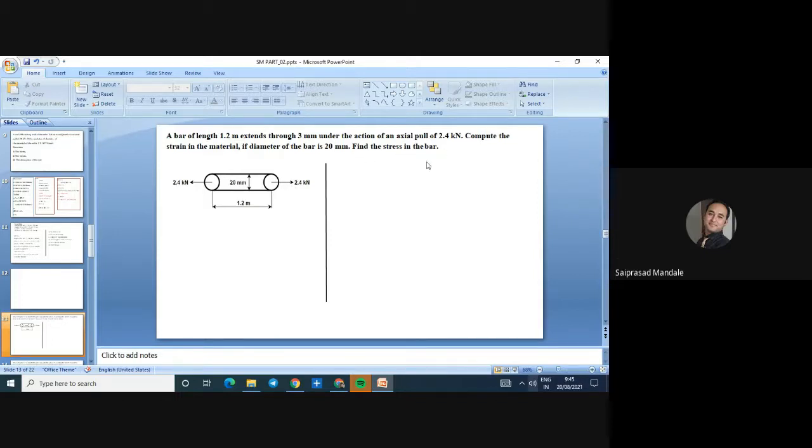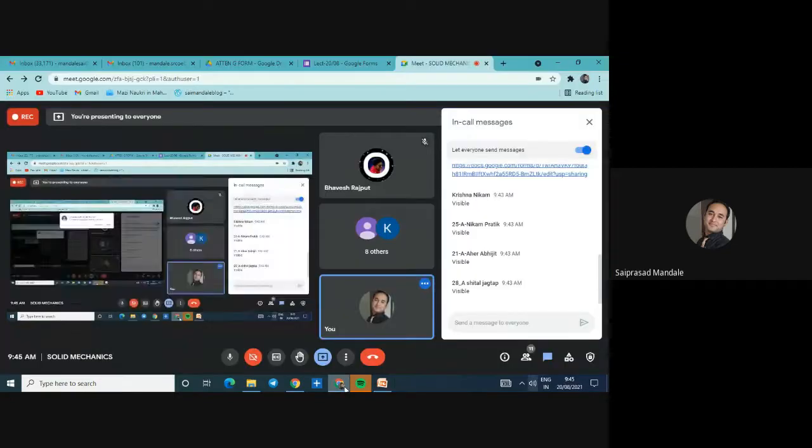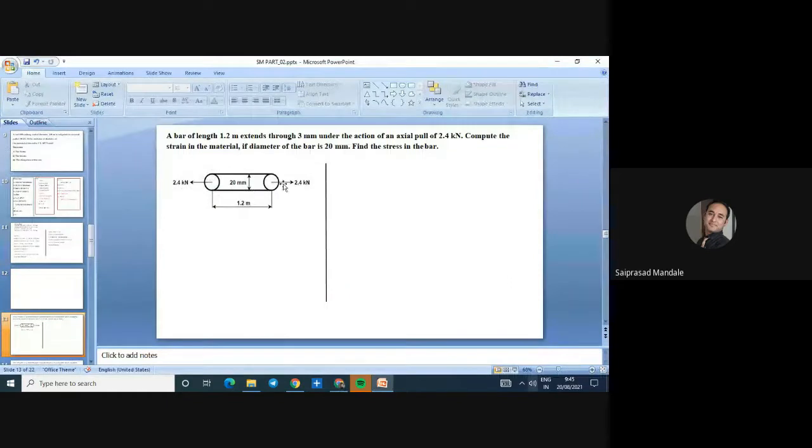So what is given to us? The figure is given to us, some parameters are given, and they told us to compute the strain in the material, and also the stress. So stress and strain, those two things we have to find out. So let's identify what parameters are given to us.